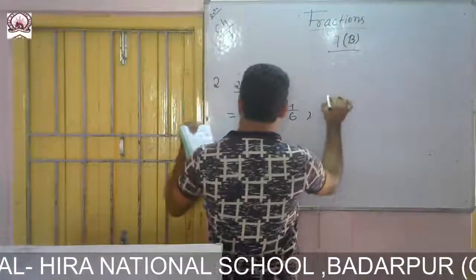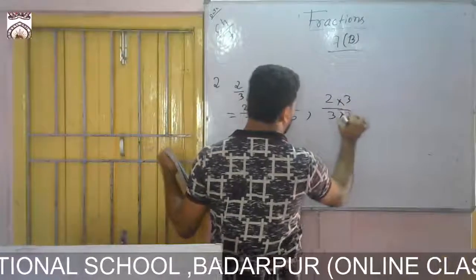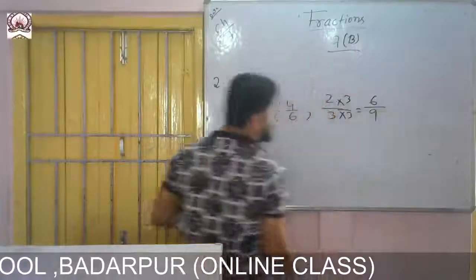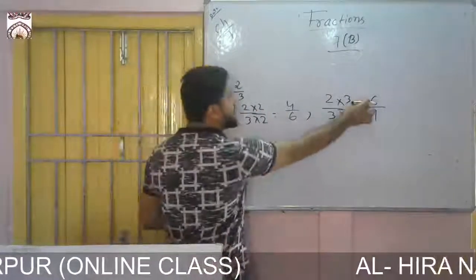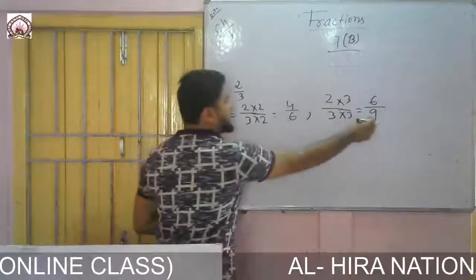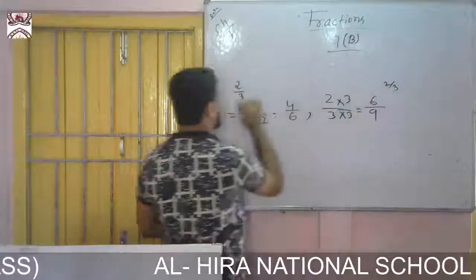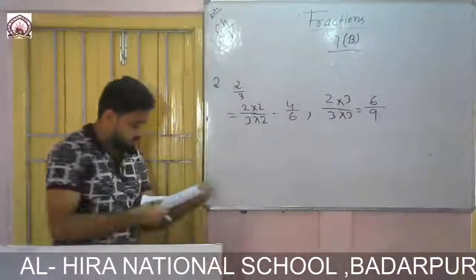With 2 by 3, let's multiply with 3. Okay. So 3 2s are 6, 3 3s are 9. So if you cancel this one also, you see 2 by 3 will come. How? 3 2s are 6 and 3 3s are 9. So 2 by 3 is coming. Okay. So both are the same.